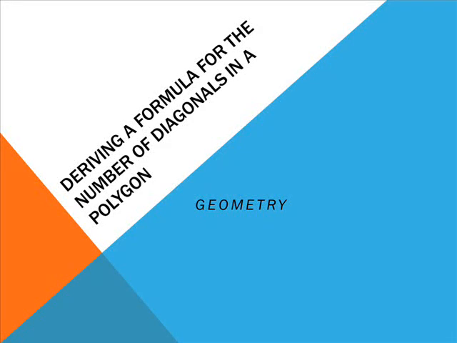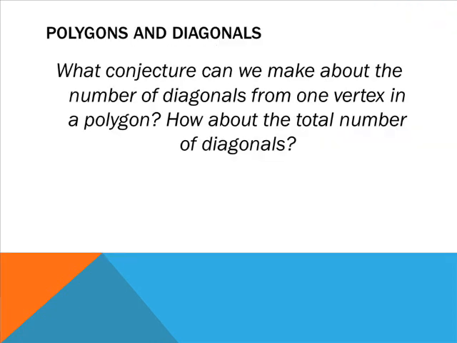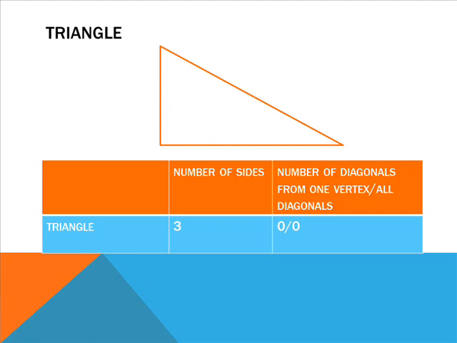Hello! Today we're going to try to derive a formula for the number of diagonals in a polygon. In other words, what conjecture can we make about the number of diagonals from one vertex in a polygon? After that, we're going to try and summarize to find the total number of diagonals that could be drawn in any polygon. We're going to start with the simple figure, which is the triangle.